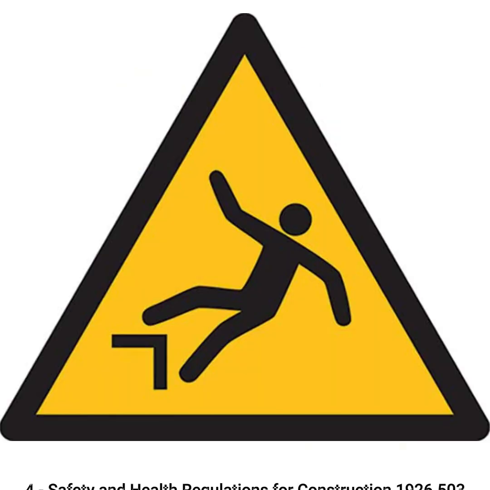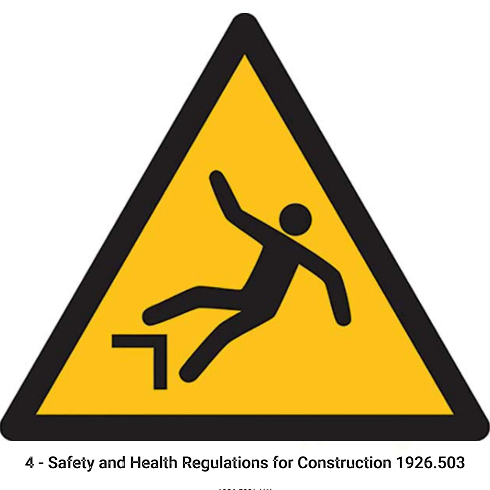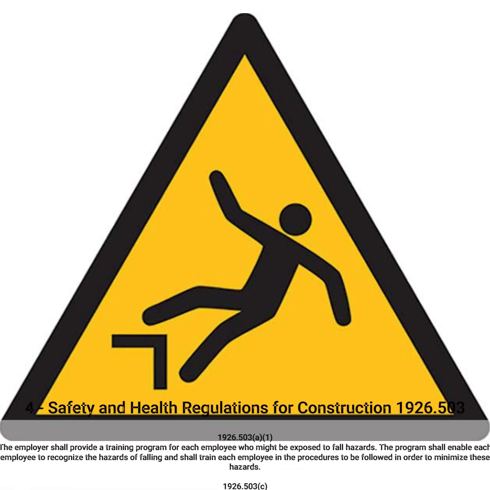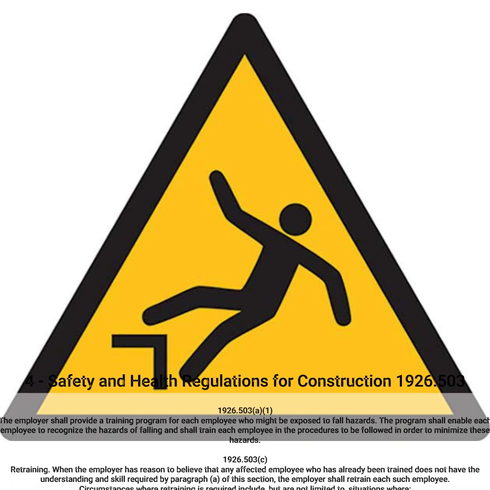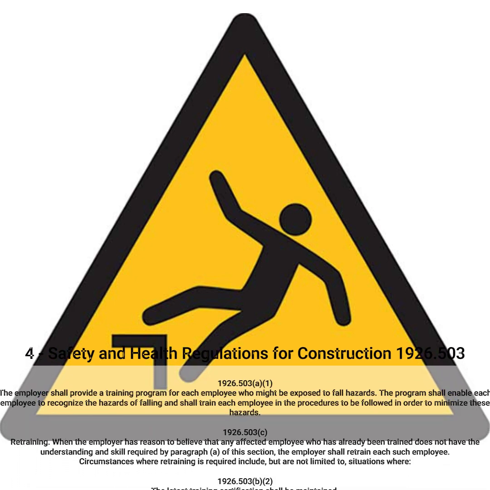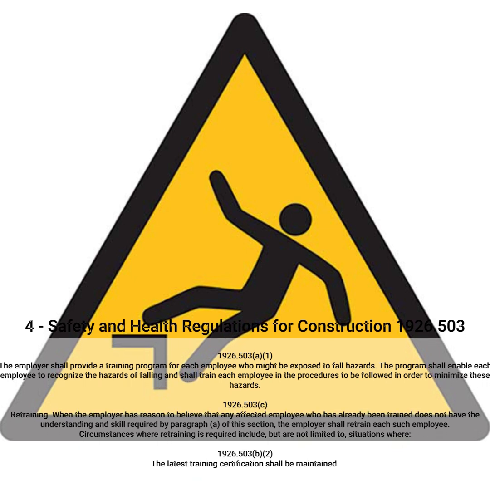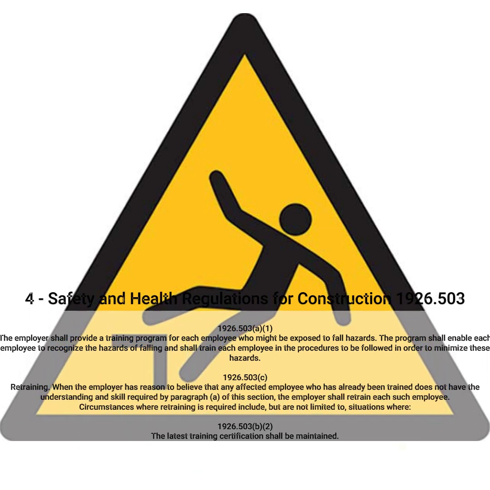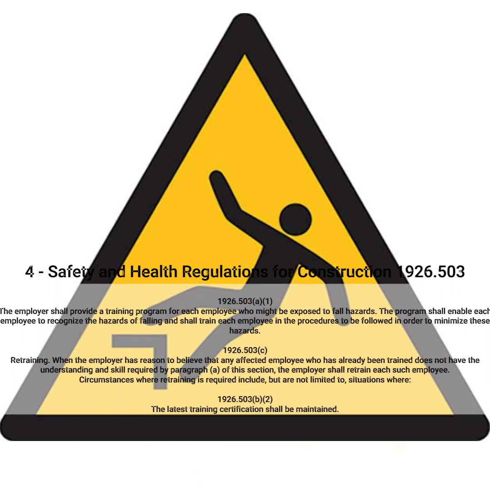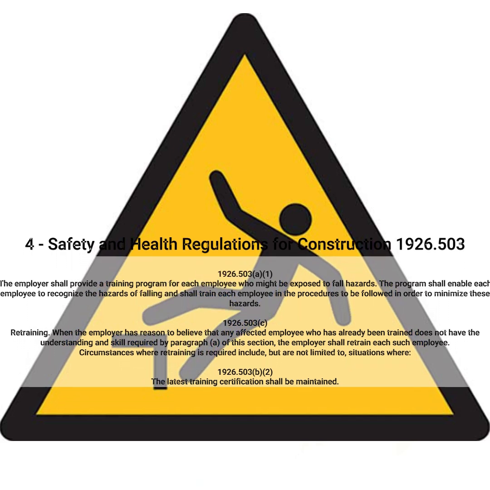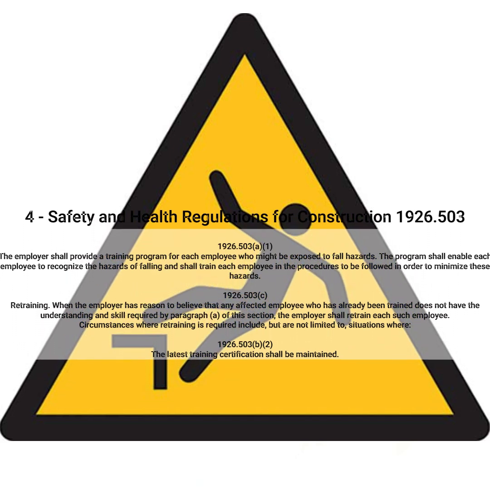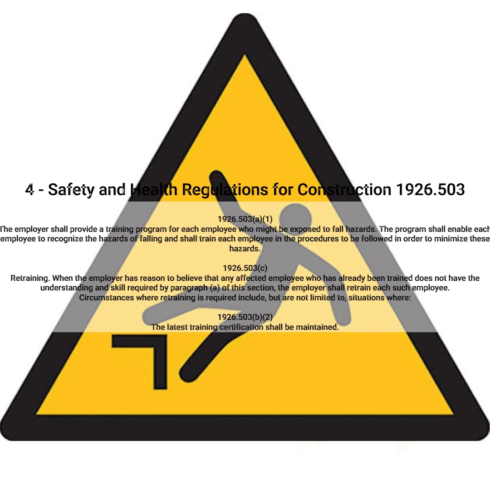Number 4. Safety and Health Regulations for Construction. 1926.503. 1926.503A. The employer shall provide a training program for each employee who might be exposed to fall hazards. The program shall enable each employee to recognize the hazards of falling and shall train each employee in the procedures to be followed in order to minimize these hazards.